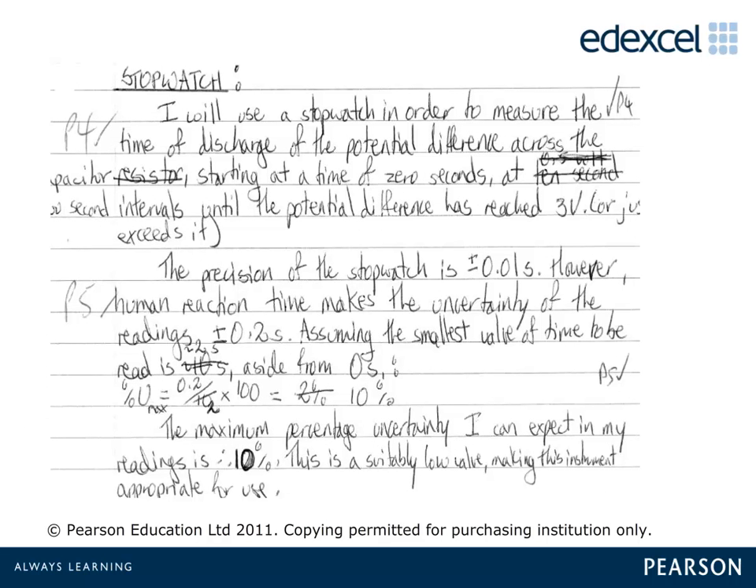P4 is an easy mark, and P5 could be awarded twice, either for the percentage uncertainty based on the precision of the instrument, or for pointing out that a human operator has slower responses than the precision of the watch. So, it is a suitable instrument for this practical.